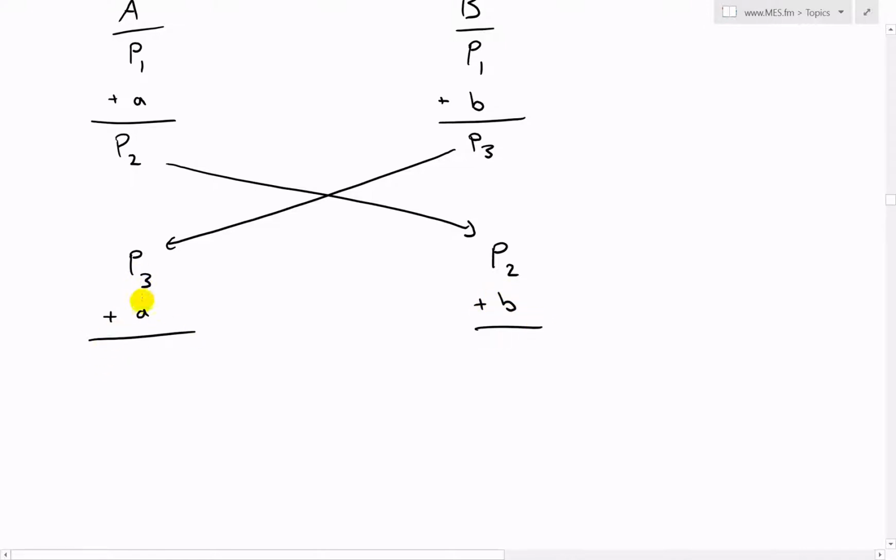So now what we get over here is, well, P3, we know what P3 is. P3 is equal to P1 plus B. This is going to be P1 plus B plus now we have an A. And then the P2 is equal to P1 plus A, and then plus this new one, B. And these are absolutely equal to each other.